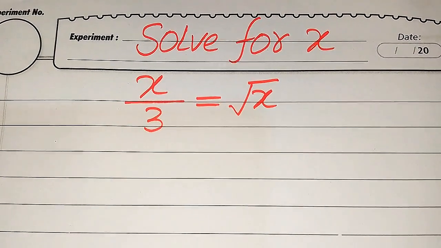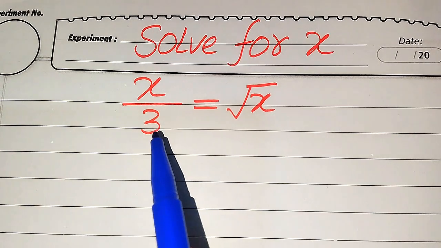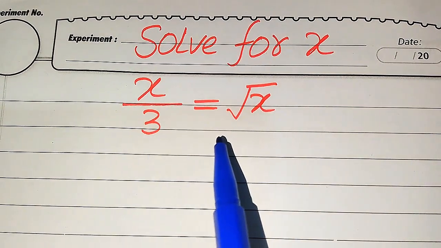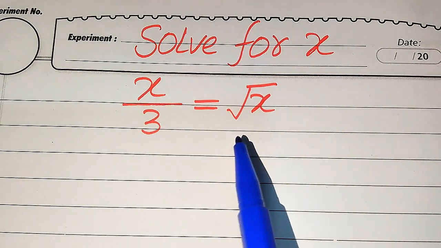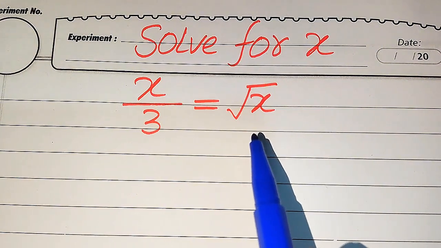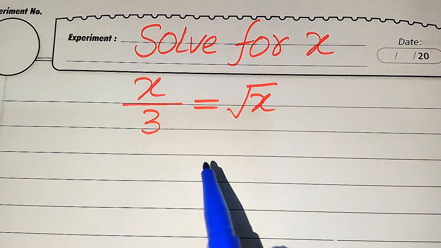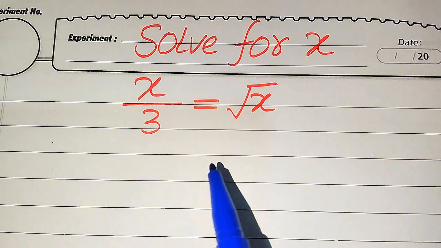Hello everyone, how to solve this problem for the values of x if we have x divided by 3 equals the square root of x, and we solve this problem for all the values of x. So here we first find all the roots of this equation, and at the last we will verify which of the roots satisfy this equation and which of the roots are extraneous roots.